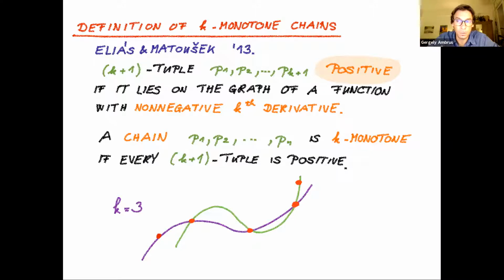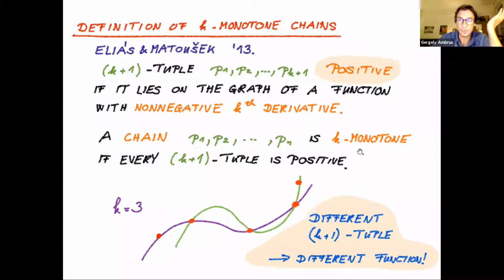So what's the reason for coming up with this definition? Is it really necessary to formulate it in such a complicated way? Why can't we just require that all the points lie on the graph of a function which is k times differentiable and the k derivative is non-negative? And the reason, as it turns out, is that it really works for k equals 1 and 2, but for higher values of k, it may not work. Here, different k plus 1 tuples may be testified by different functions. And it is not necessarily true that there is one function whose k derivative is non-negative everywhere. And there are examples for that.